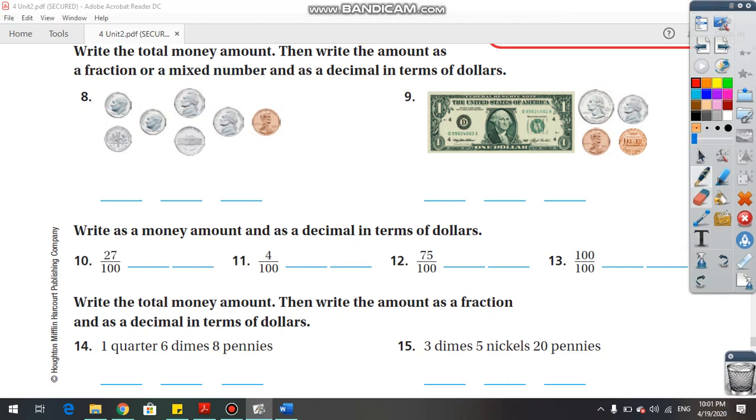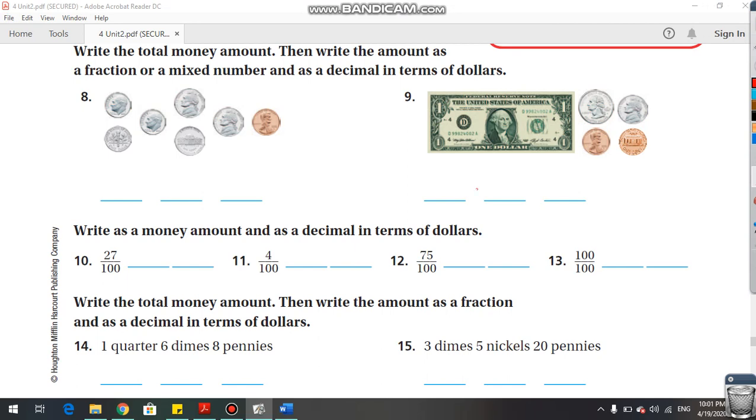Okay guys, I need you to solve number 8, 9, 10, 11, 12, and 13, then check your answers with me. Okay guys, I'm gonna start with number 8.